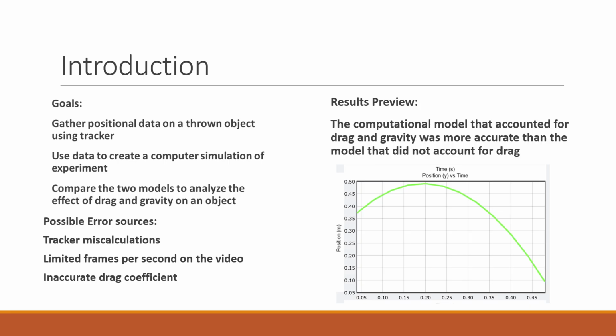We'll compare two models, one with drag and one without drag, to the Tracker data to see which one was more accurate. Our possible sources of error include Tracker miscalculations, limited frames per second on the video, and an inaccurate drag coefficient given to us by the TA. For the results preview, the computational model that accounted for drag and gravity was more accurate than the model that did not account for drag.